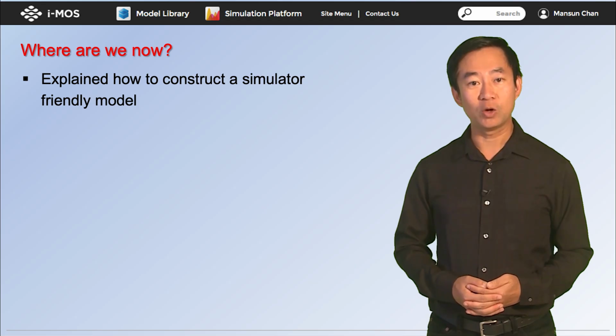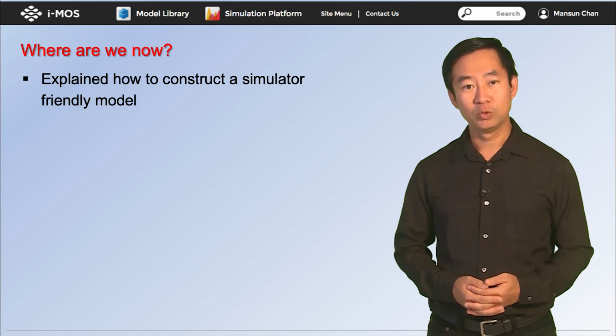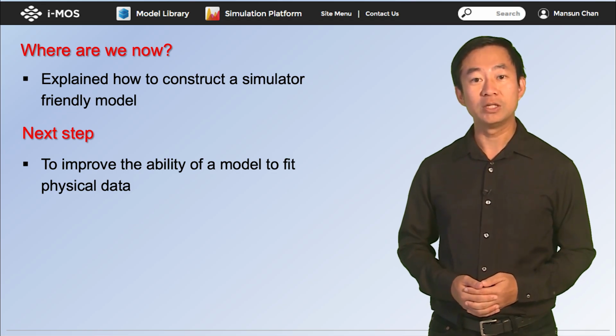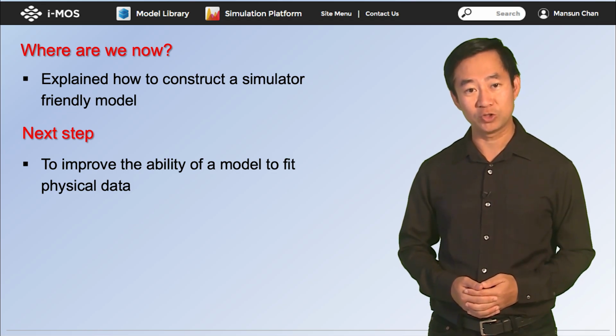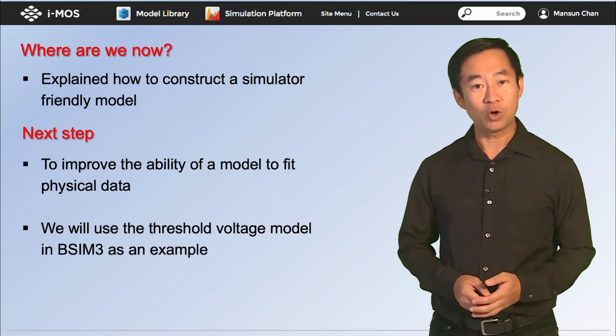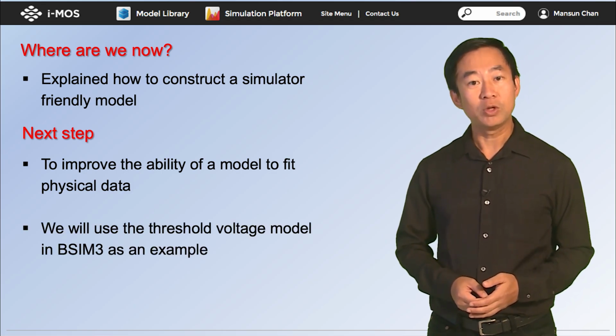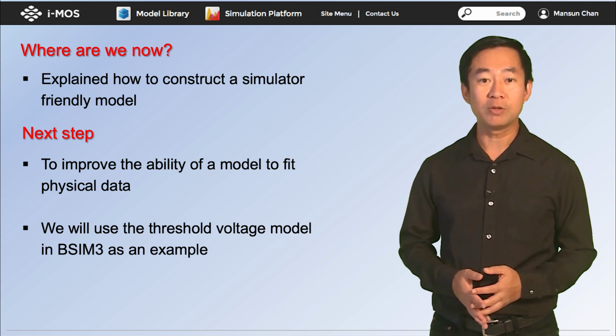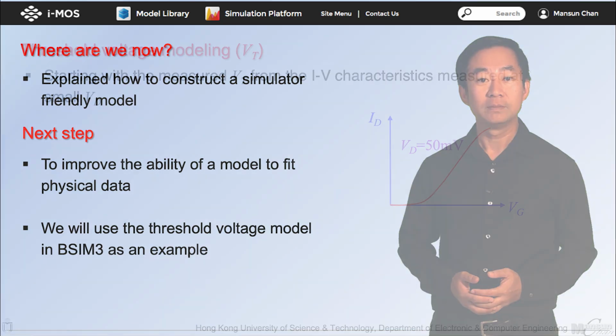After discussing how to develop a simulator-friendly model, the next subject to be discussed is the way to improve the model's accuracy across a wide range of geometries and biases. To illustrate this, we will use the process of developing the threshold voltage model as an example, showing how to align it with a broad spectrum of existing data.